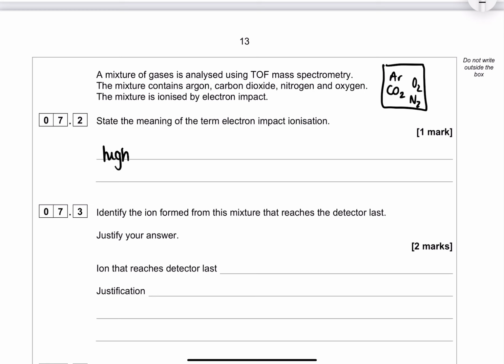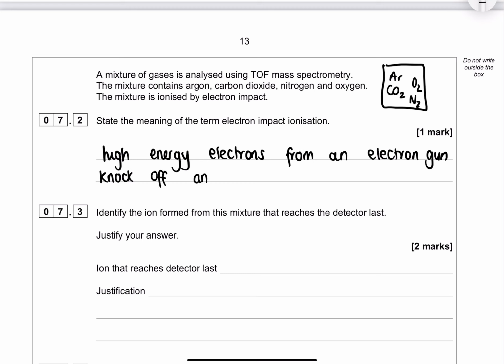So high energy electrons from an electron gun knock off an electron from our sample. So when we use this, we would go like our sample, and this time it would become X plus gas plus an e minus.